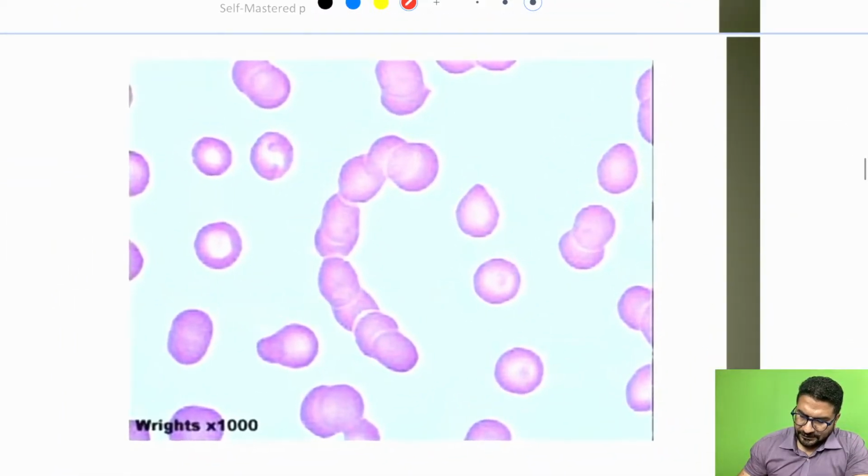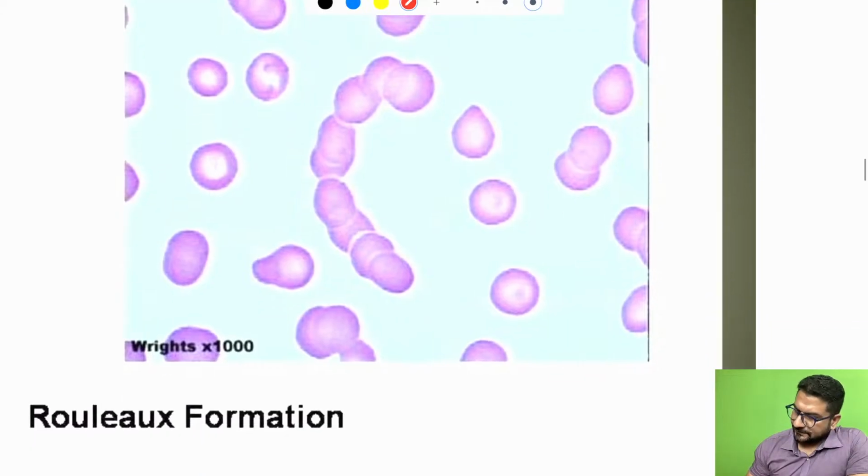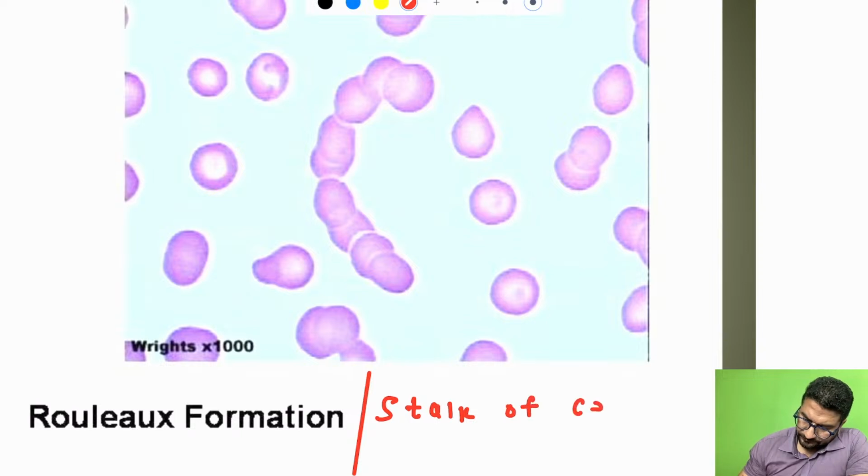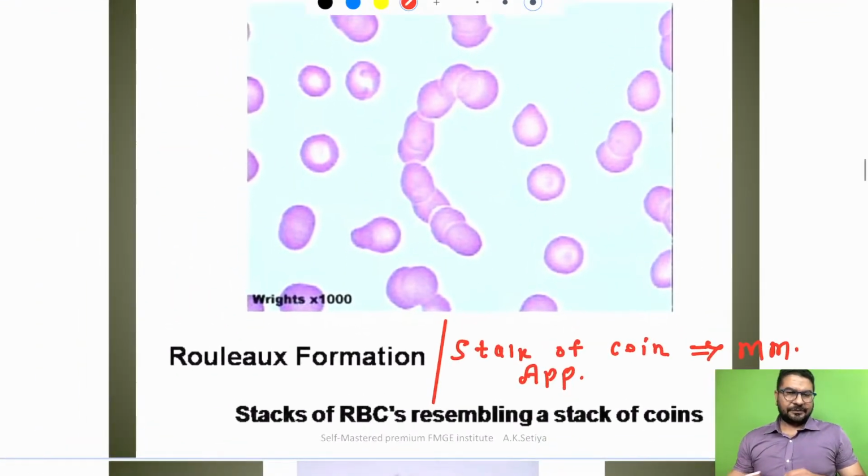Okay, so this is called rouleau formation. RBCs arrange themselves in a stack of coins appearance. We call this rouleau formation. And where do we see it? In a patient with multiple myeloma. So stack of coins appearance or rouleau formation you will see in a patient with multiple myeloma.